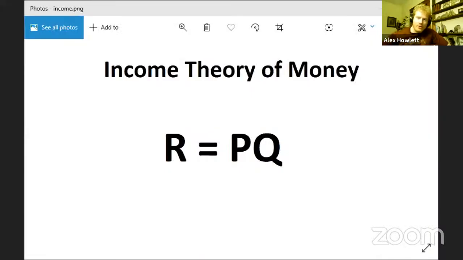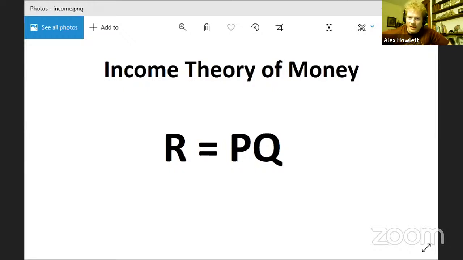Yeah, definitely. So I want to go to actually another screen share, which is not from the article, because it's my own thing. So this is the income theory of money. It looks a lot like MV equals PT, but we've replaced MV with R, which is just the flow of consumer spending. Hypothetically, you could break it down into M and V, but I don't think that's useful.